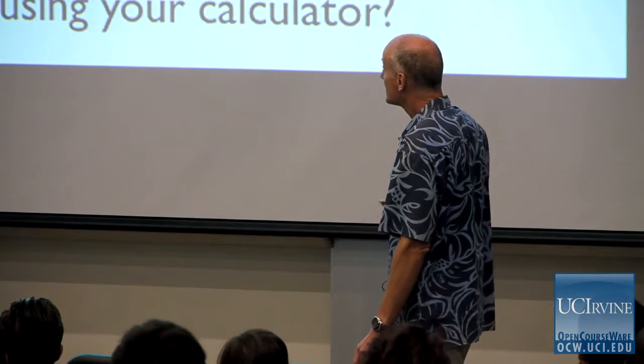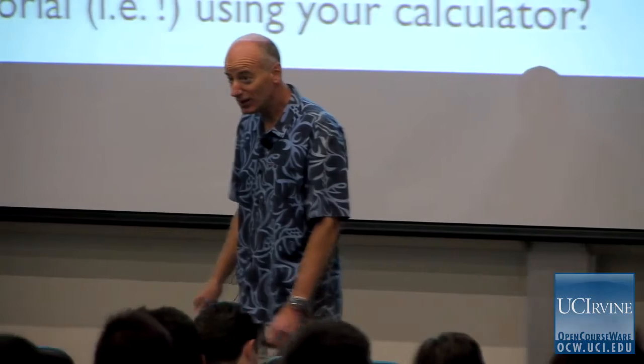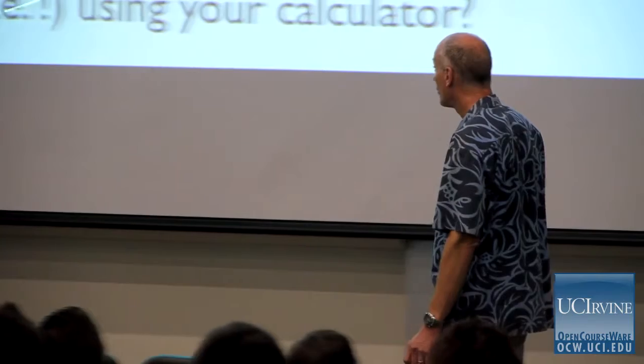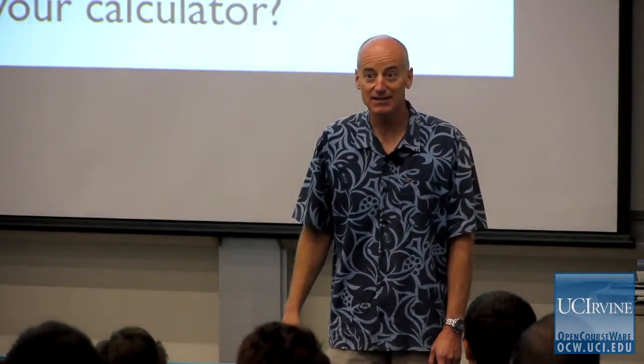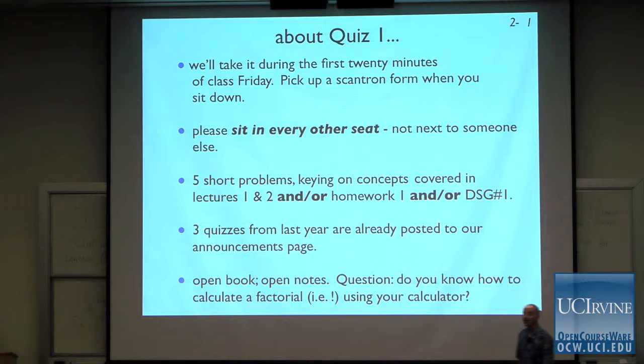I also posted 3 quizzes from last year. They're already posted to the announcements page, so you can get an idea for what these problems are going to look like. One of the things you'll notice is that you have to be able to calculate a factorial using your calculator. This might be the first time you've had to do that in any class. I don't know. But I know when I had to calculate factorial on my calculator, I had to pull out the owner's manual and figure out how to do it, because there's no key that says factorial on it. Okay, so Friday morning would be the wrong time to try and figure that out. Look at it before that.